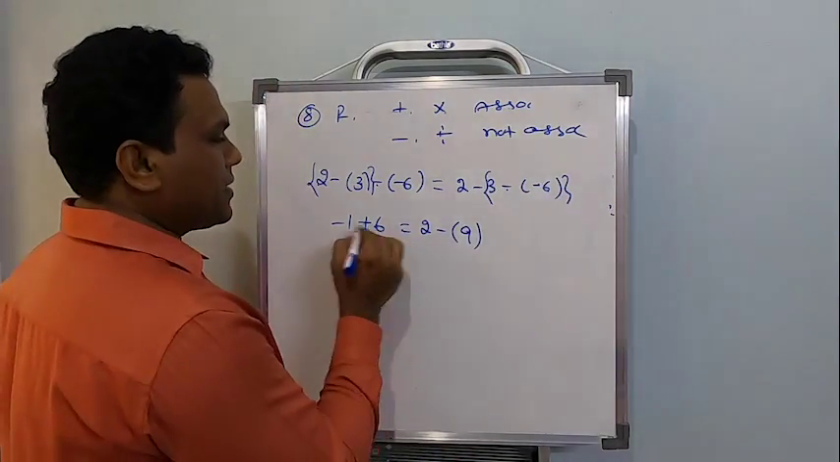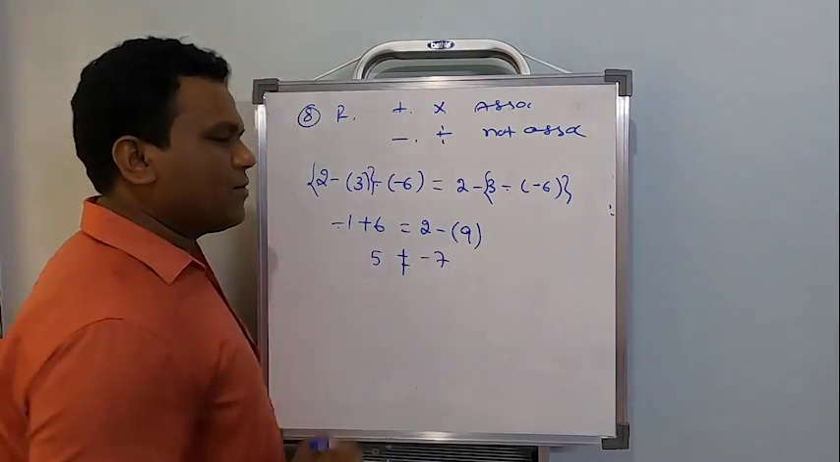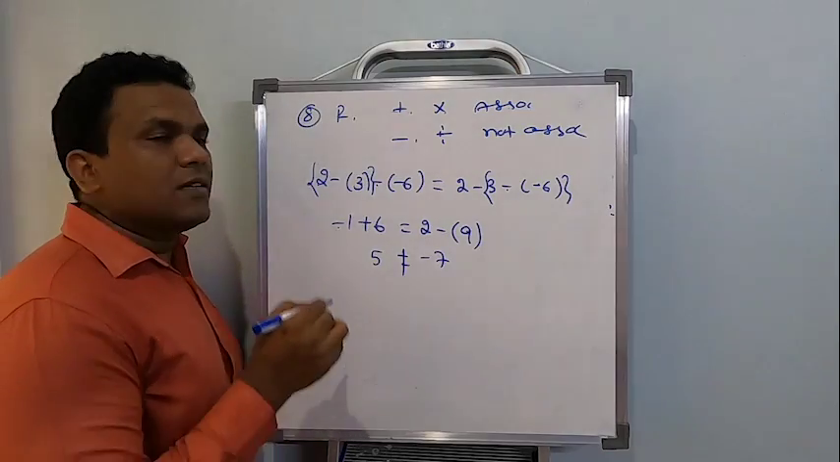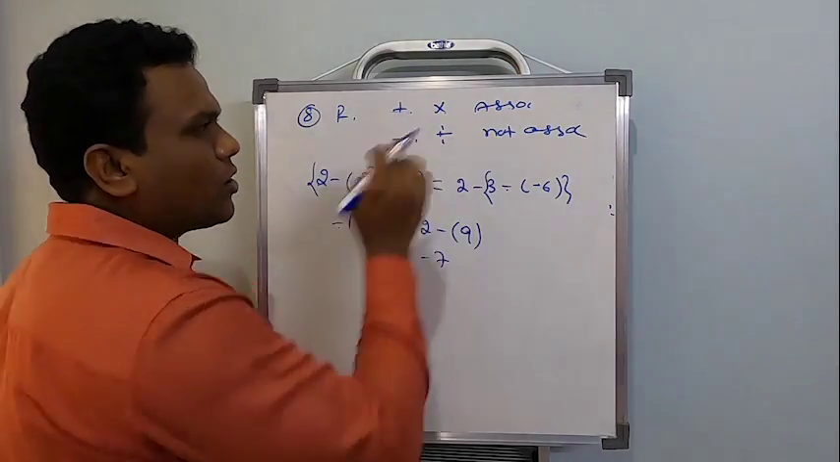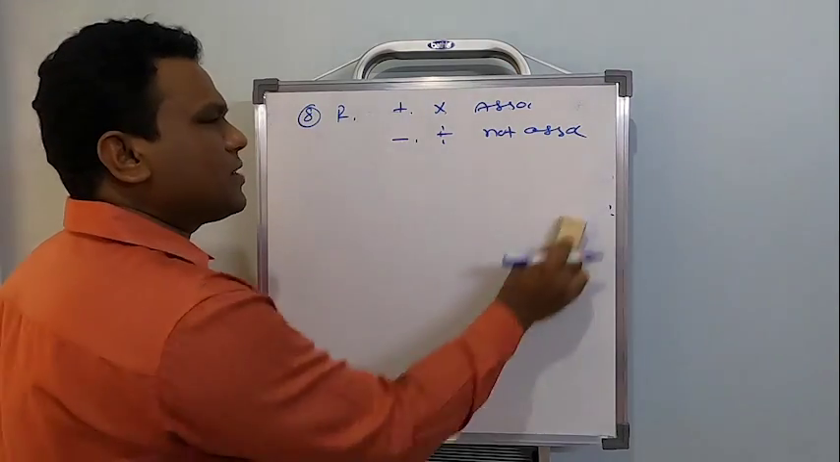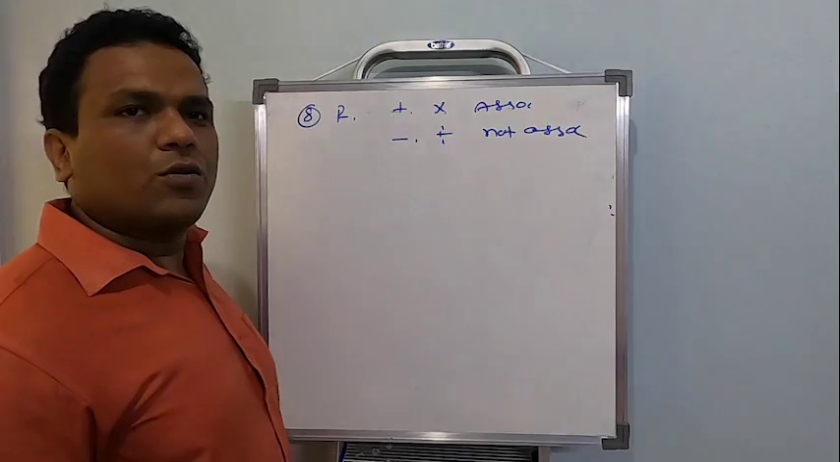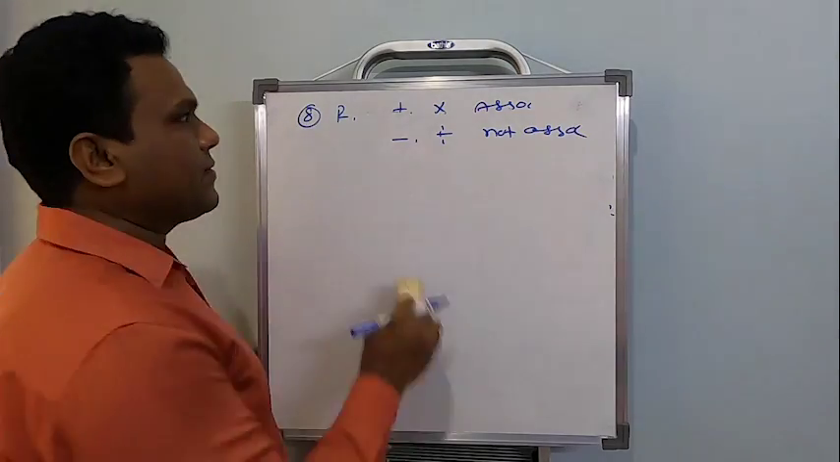So what happens to the left hand side? The left hand side is 5 and the right hand side is minus 7. 5 is not equal to minus 7. Hence subtraction is not going to be associative. Similarly, you can go for division with the same examples or different examples. So you can clearly show it's not going to be associative.